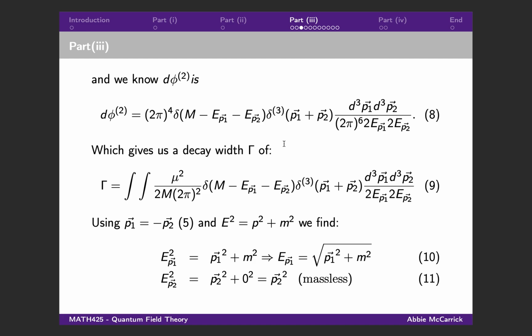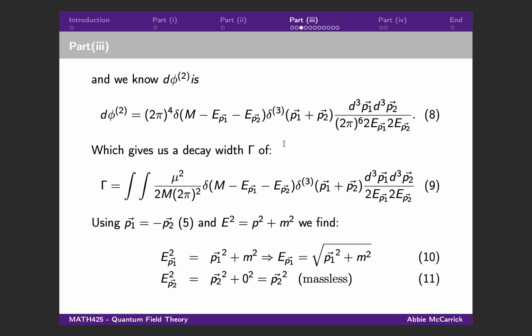To begin simplifying it down so we can actually do these integrals, we start by using our momentum expression. We know that p1 is equal to minus p2 and vice versa. And we also know from quantum physics that E squared equals p squared plus m squared. By doing this, we can find expressions for the energies, Ep1 and Ep2. So we'll start with Ep1 squared equals p1 squared plus m squared. Square root this and we just get Ep1 on its own, so we get the square root of p1 squared plus m squared.